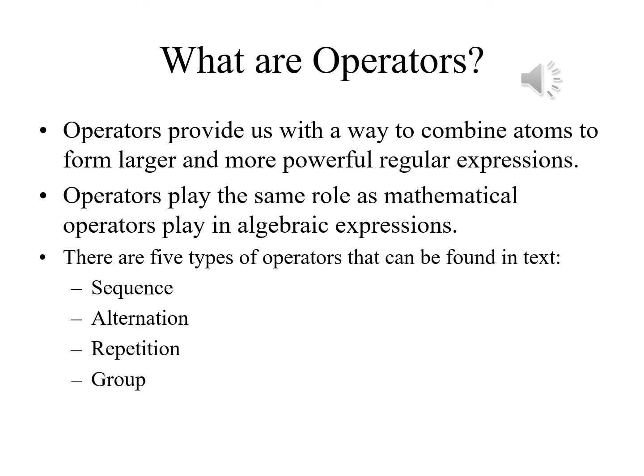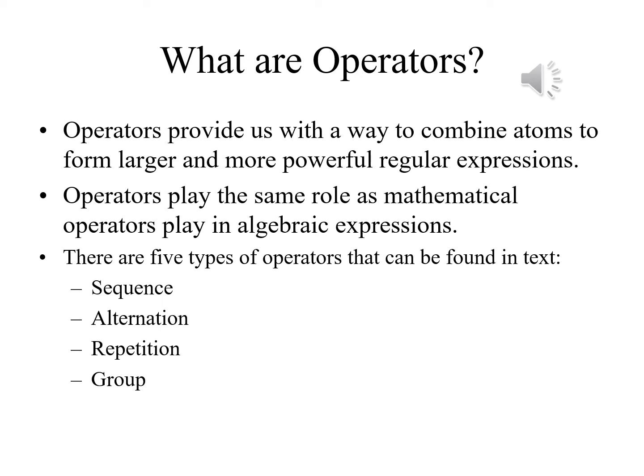Operators allow us to combine atoms to form larger and more powerful regular expressions than we have. Operators, in a way, play exactly the same role as mathematical operators play in algebraic expressions. There are 5 types of operators that we will find in text. We will find sequences, where we have one character following another following another. That's something that we would typically expect. Alternation, where in a given place there may be a choice of one of several different characters that I might expect there.